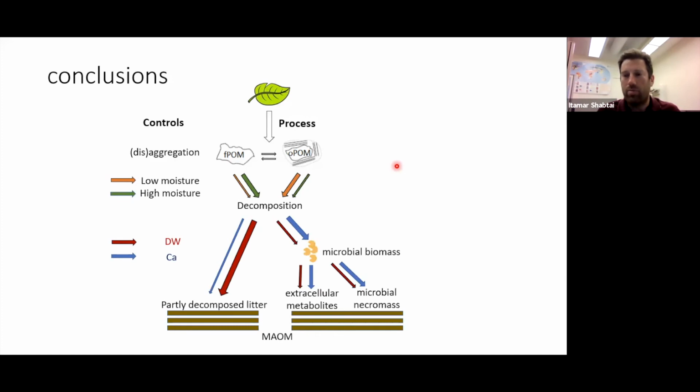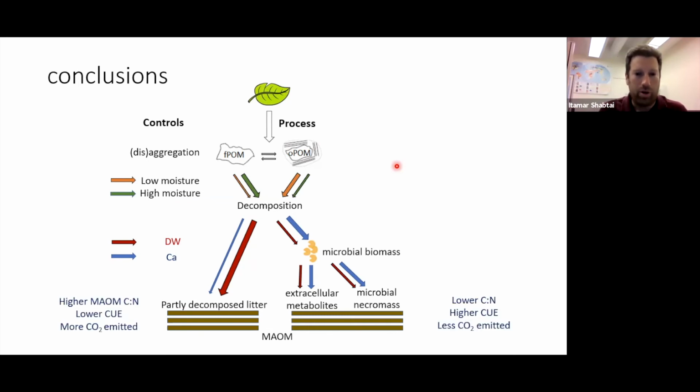Soils treated with calcium had a higher incorporation of decomposed litter into the microbial biomass and preferentially more deposition of highly processed microbial necromass and probably extracellular metabolites on the silt and clay, or MAO, fraction, whereas the control soils had relatively more deposition of partly decomposed litter on the silt and clay fraction.